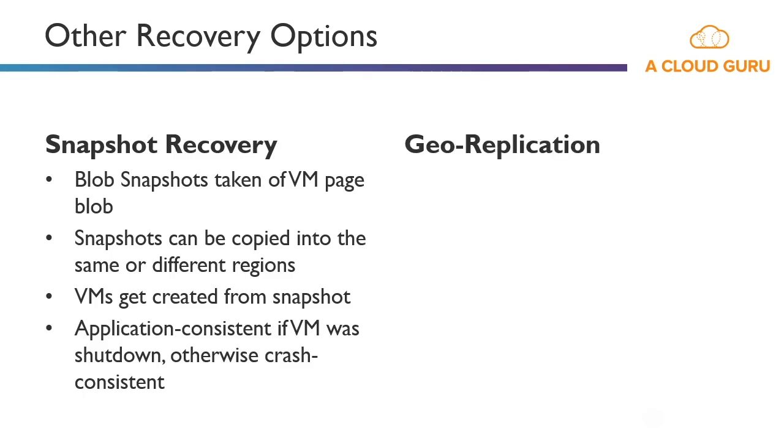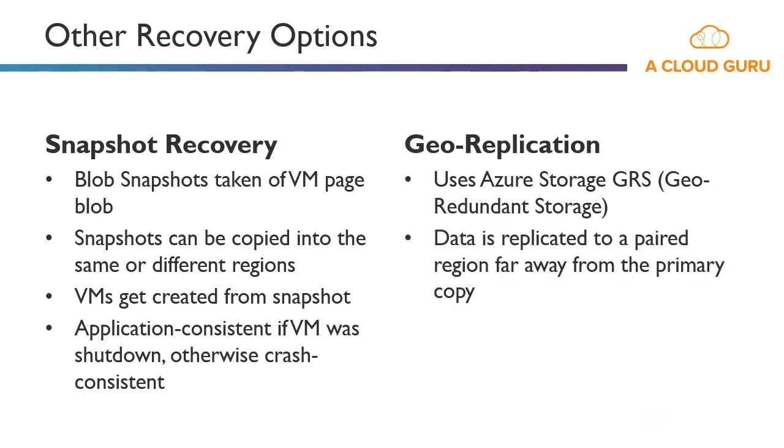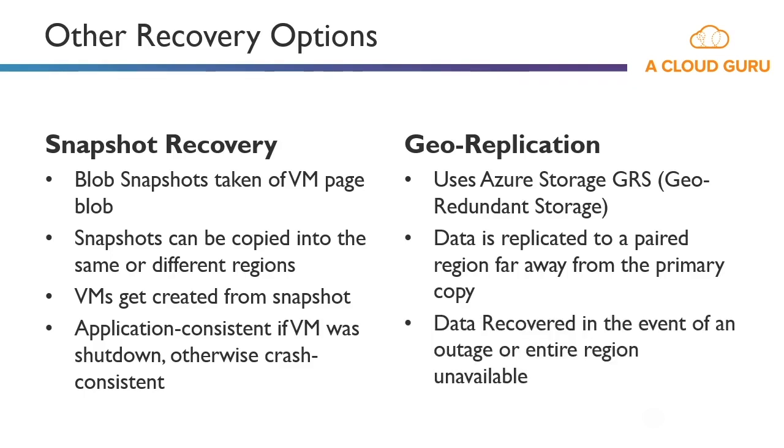The other option we have is geo-replication, and this essentially allows us to use the underlying Azure Storage GRS option, geo-redundant storage, which basically replicates our data to a region far away from the primary. And this allows us to then recover in the event of an outage to the entire region, or if we just had an outage and we wanted to recover from that data that's been replicated over there.